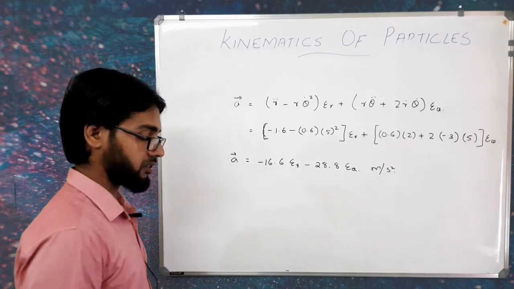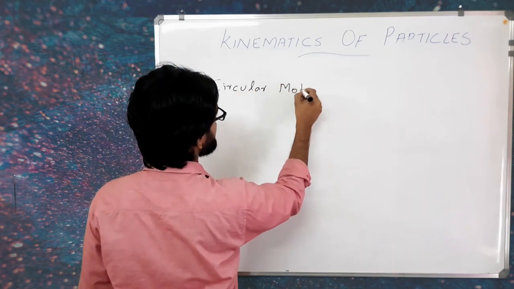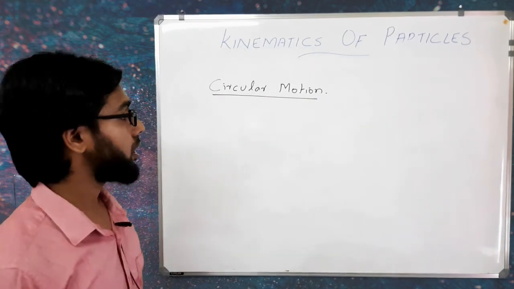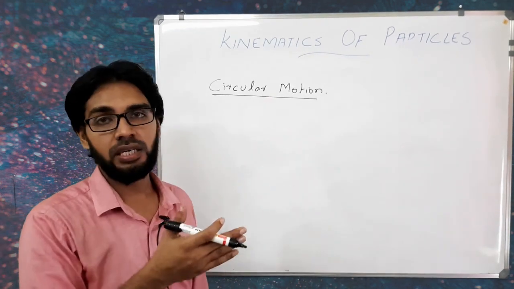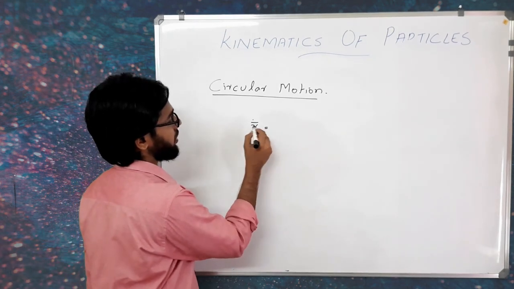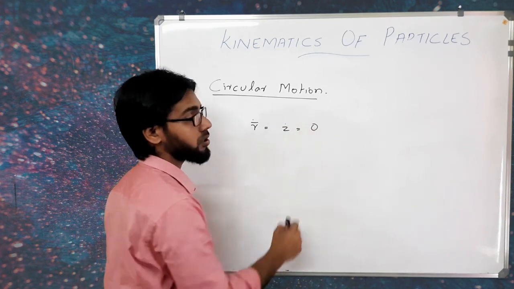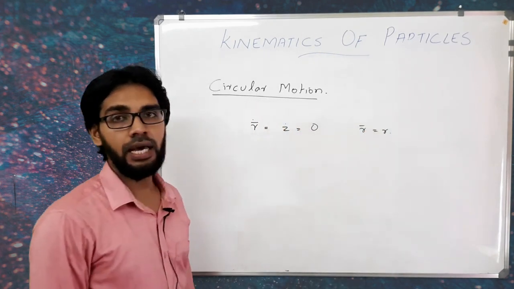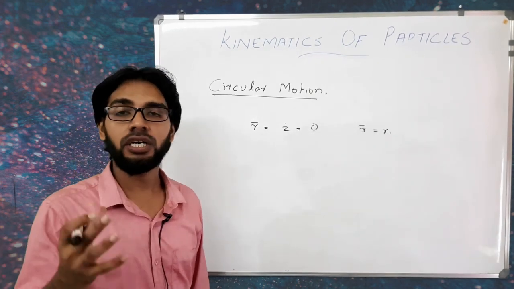Now moving on to the next topic, circular motion in cylindrical coordinate system. Now if the corresponding motion is restricted to a circle in a single xy plane, in that case r dot and z dot will be equal to 0 and r will be equal to r. Hence we get the corresponding velocity and the acceleration components in a much reduced format.